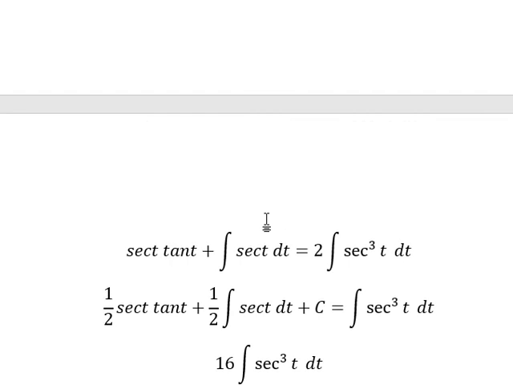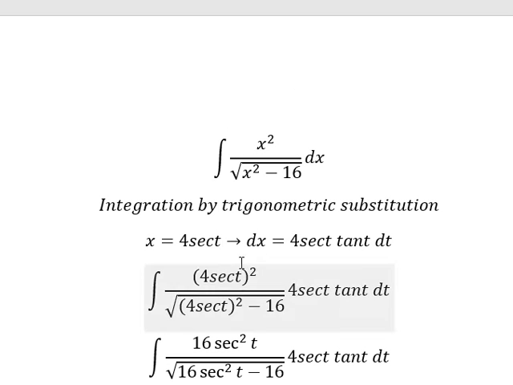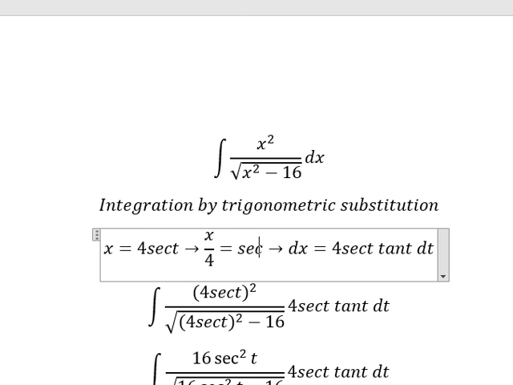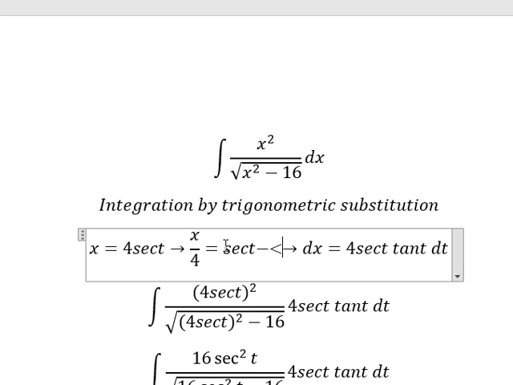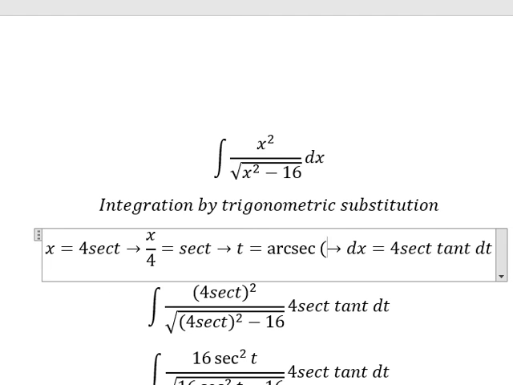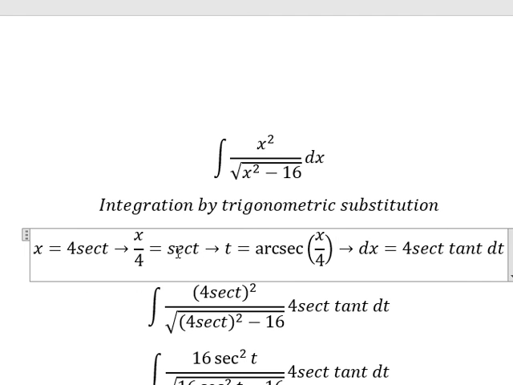About t, that is this one. So we divide both sides by 4. And then we can find the value of t equals arcsecant of s over 4. So I will put this in place of t.